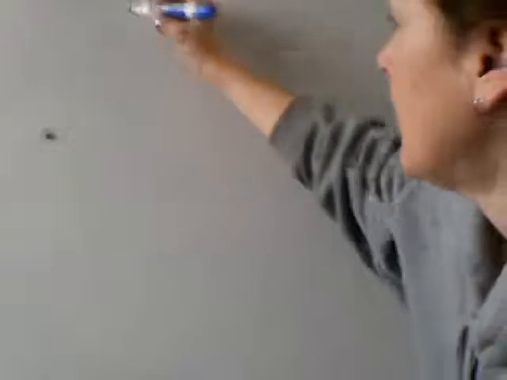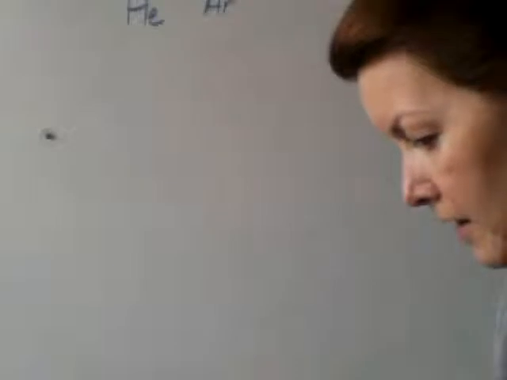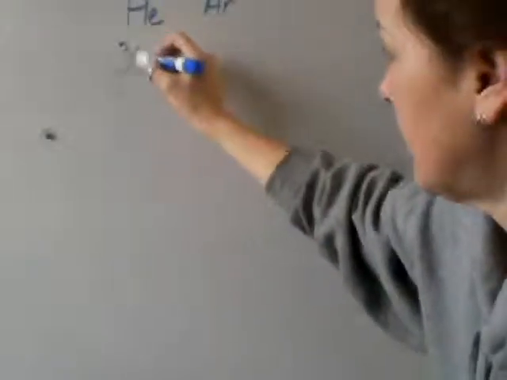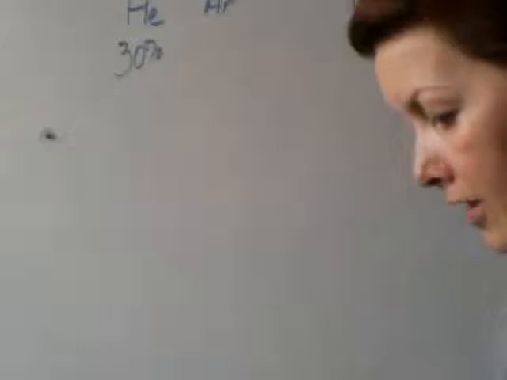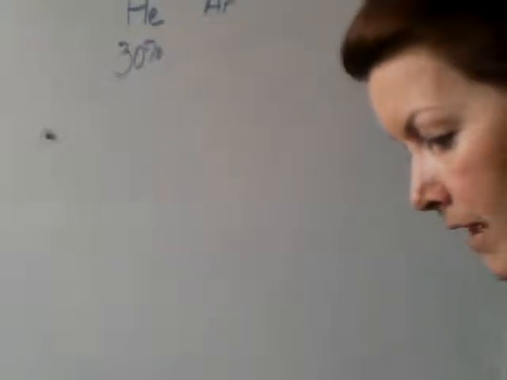So continuing with our gas law conversion practice, question number 9 has a container with two gases. We have helium, we have argon, and it is 30% helium by volume, and it wants to know the partial pressure of helium and argon if the total pressure is 4 atmospheres.